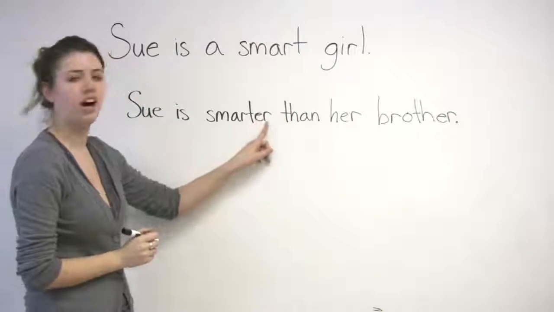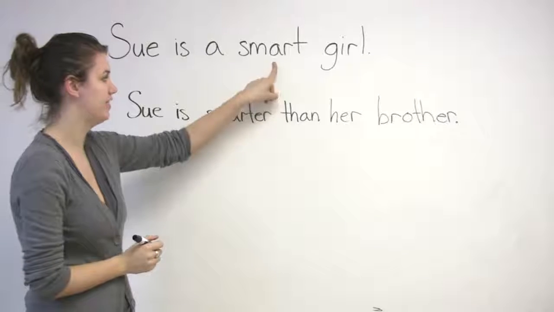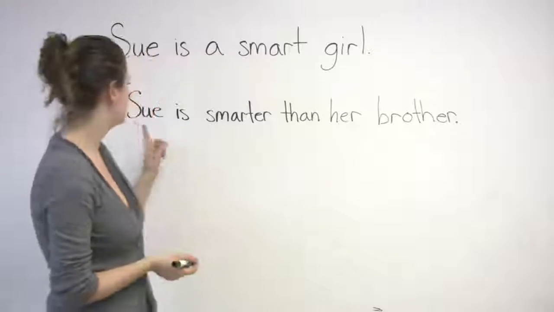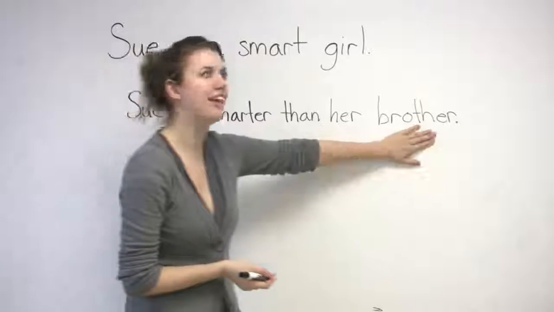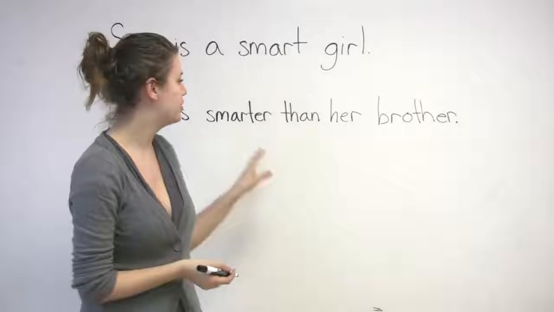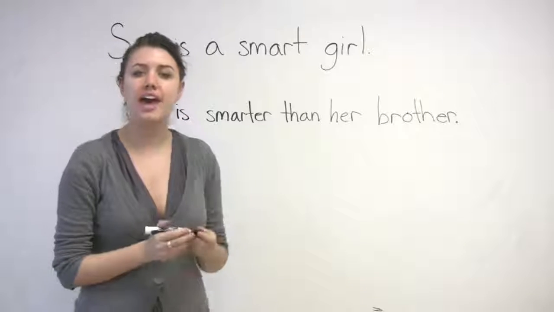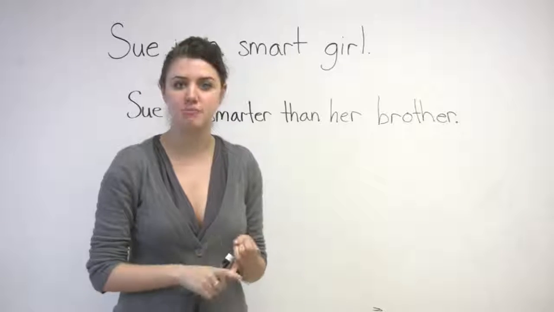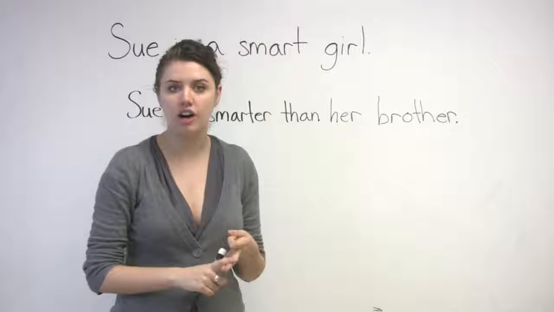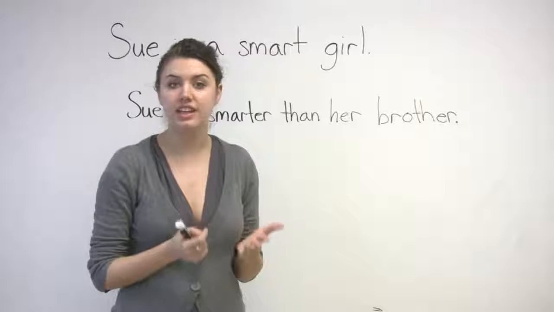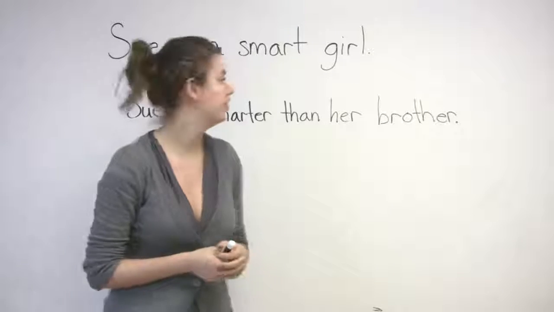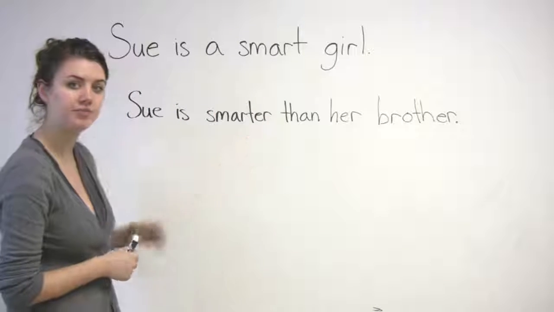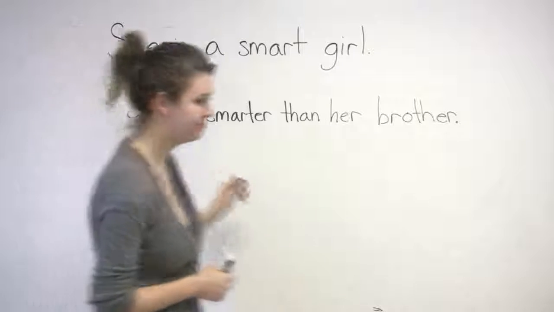We add ER to the end of the adjective to make it comparative. So we're comparing two things. We're comparing Sue's intelligence and her brother's. So that's two people. So smarter. So any adjective that is one syllable, such as smart, old, tall, or cold, we add ER to the end of the adjective, just like we did here. Smart becomes smarter.